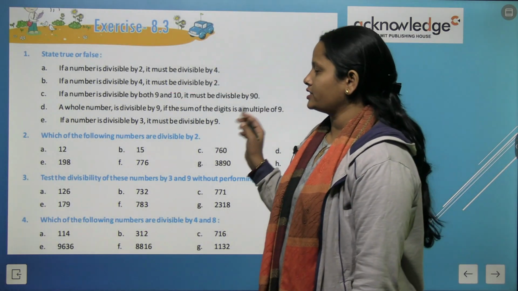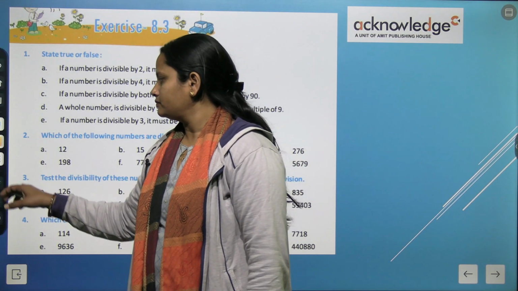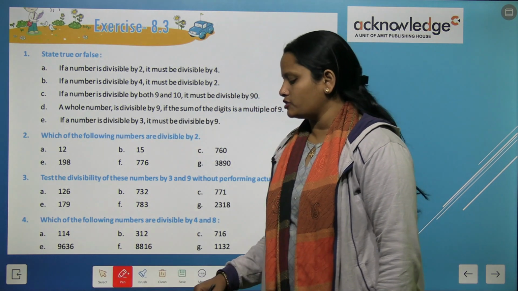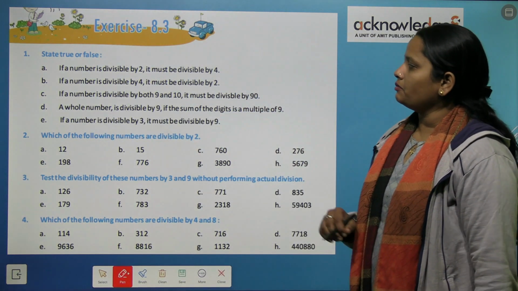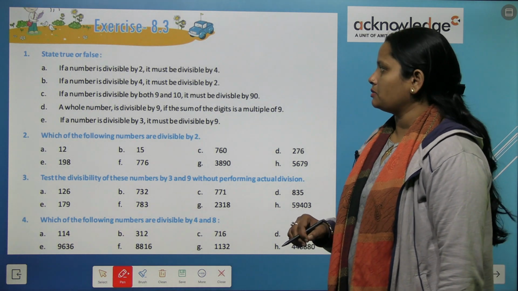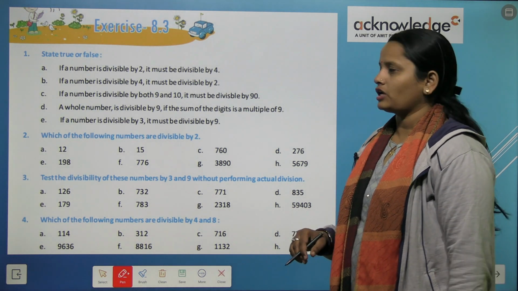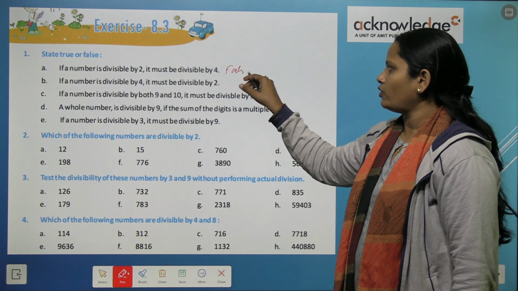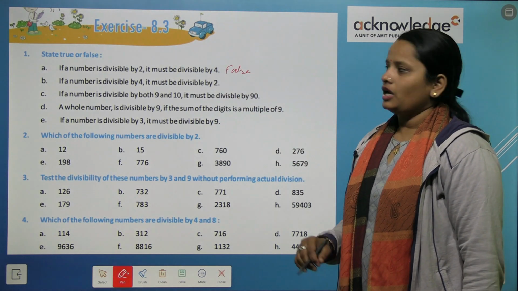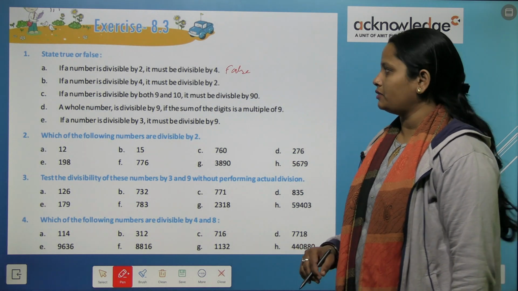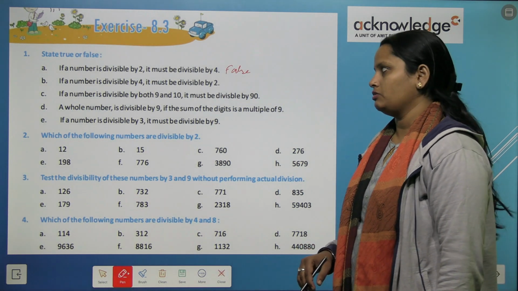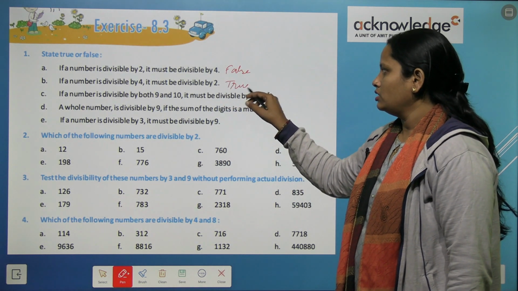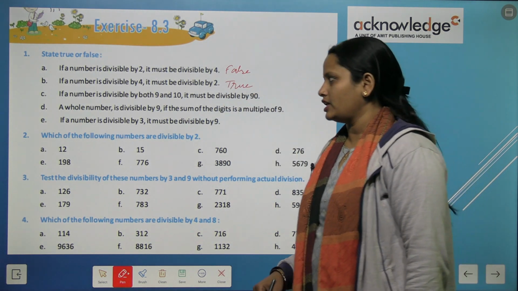नाउ लेट्स डू दिस एक्सरसाइज 8.3. स्टेट ट्रू और फॉल्स. ट्रू फॉल्स बताना है. If the number is divisible by 2, it must be divisible by 4. अगर कोई नंबर 2 से डिवाइड हो रहा है, क्या वो 4 से भी डिवाइड हो सकता है? No. This is false. Next, if a number is divisible by 4, it must be divisible by 2. अगर कोई नंबर 4 से डिवाइड हो रहा है, तो क्या वो 2 से भी हो सकता है? Yes, true. Similarly, find the answer of the rest.